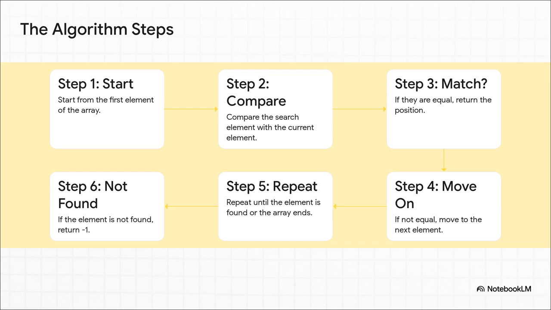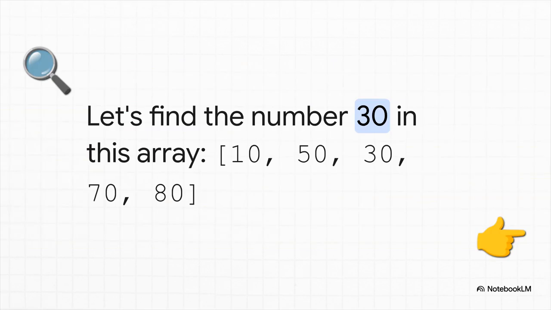And we keep doing that over and over until we either find it or we get to the end of the list. If we get all the way to the end with no match, well, then we know the item just isn't in our list. Let's make this real and see it in action. We've got a simple array here with 5 numbers in it. Our mission is to find the number 30. Let's trace how the algorithm would do it.